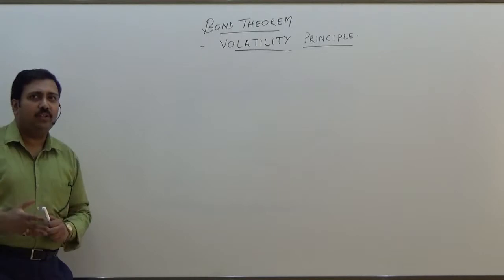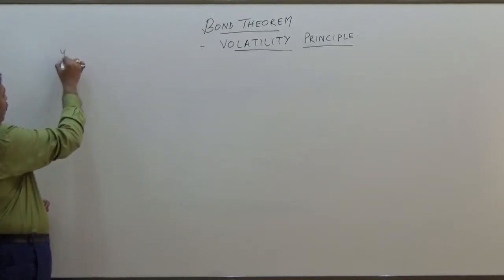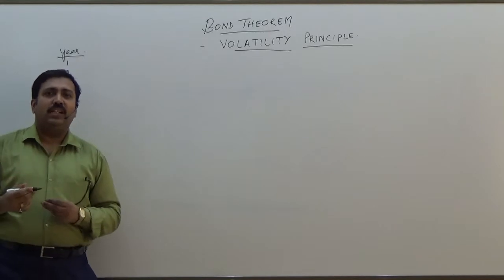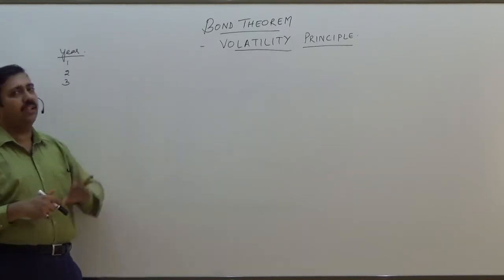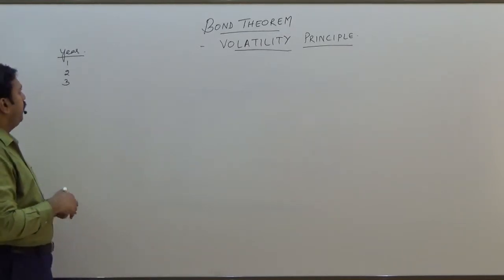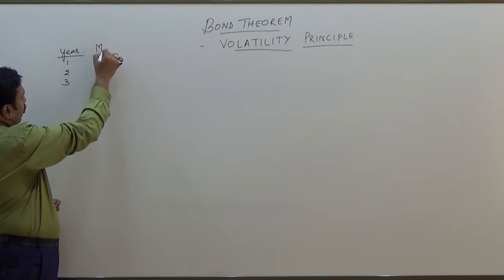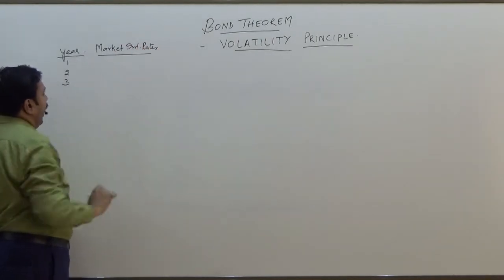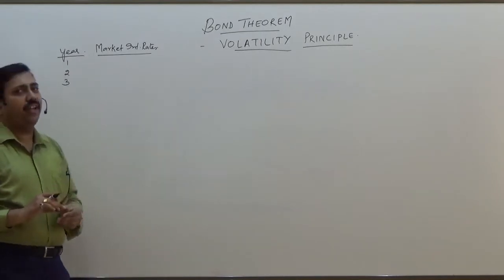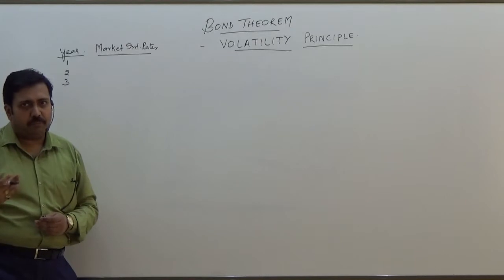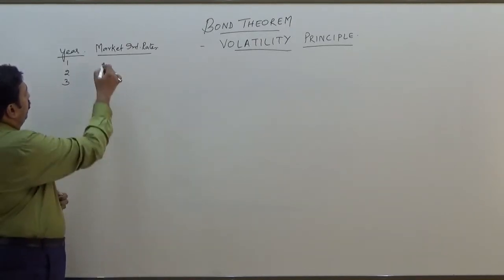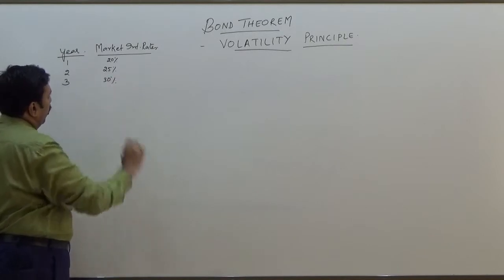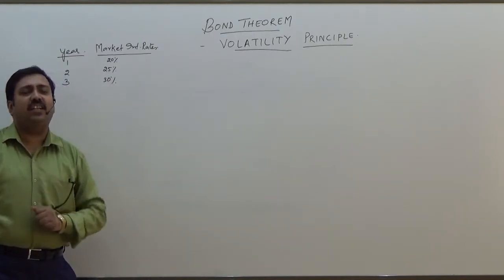Now, to understand this principle, again let us take up one problem. Say, for example, we have 3 years: year 1, 2 and 3. Let us take an example of the market interest rates. We know that there is a direct relationship between the market rates and the bond prices. So let us assume that the market rate for the first year is 20%, for the second year it is 25%, and for the third year it is 30%.